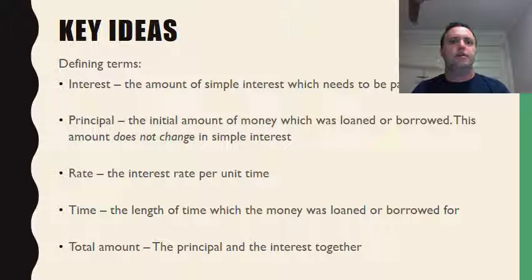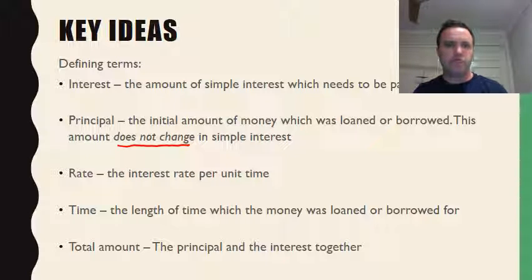Right, so key ideas. Let's have a look at some of the terms here. Interest is the amount of simple interest which needs to be paid. We're only looking at simple interest here, not touching compound interest at all. That's something for later. Principal is the initial amount of money which was loaned or borrowed. Importantly for simple interest, this amount does not change. That's really important to remember. With compound interest, that amount gets added onto, whereas for simple, it just stays the same.